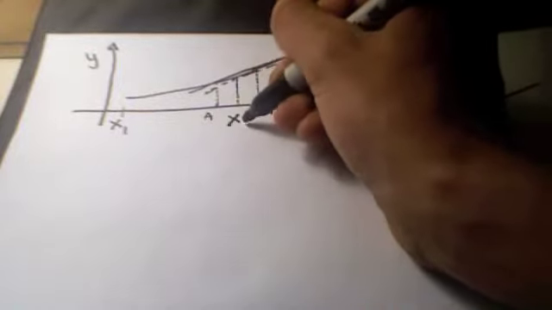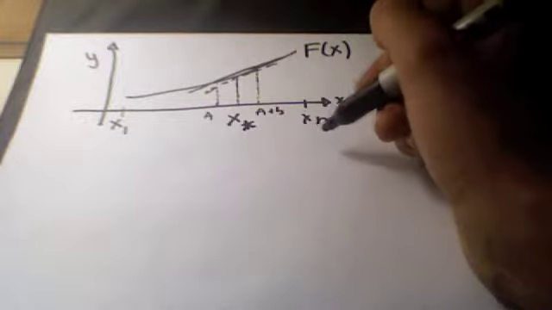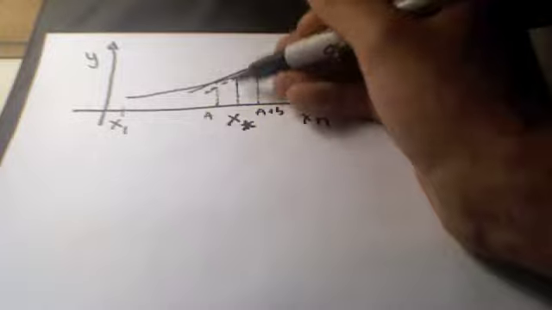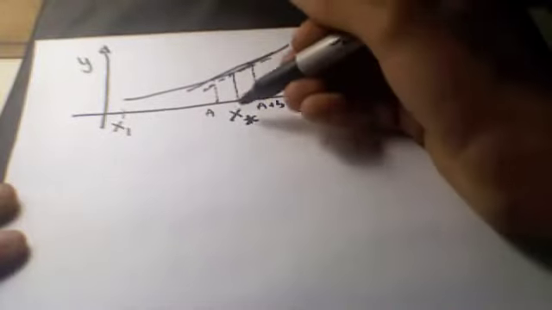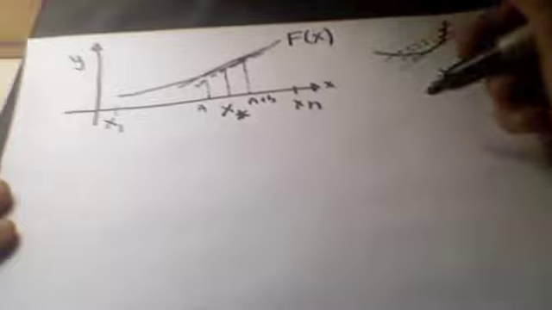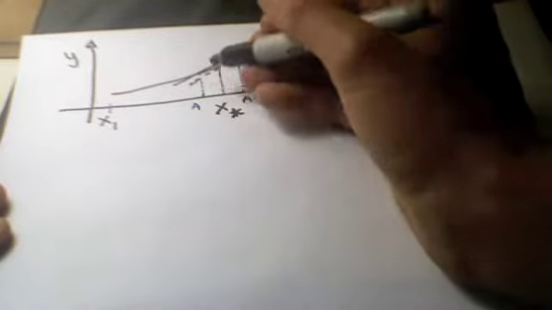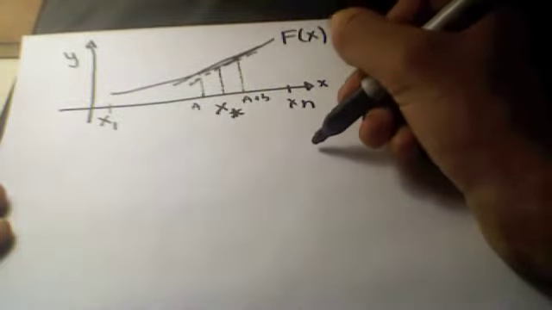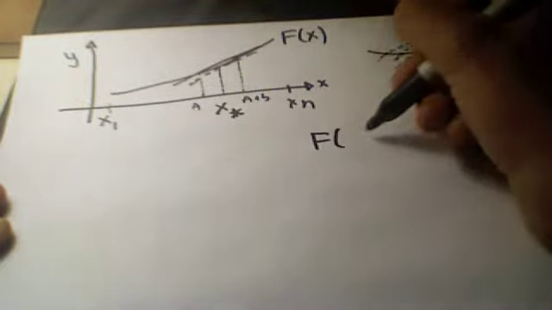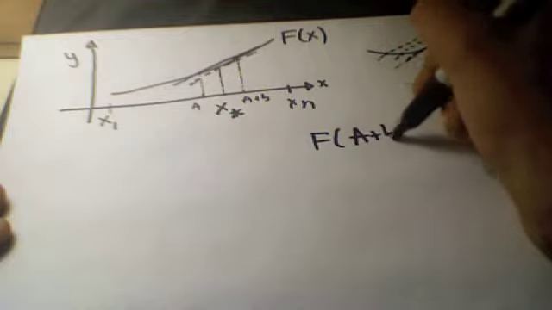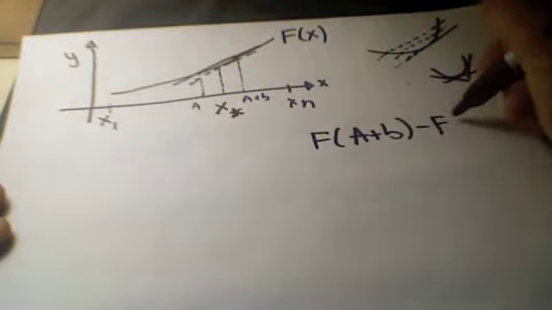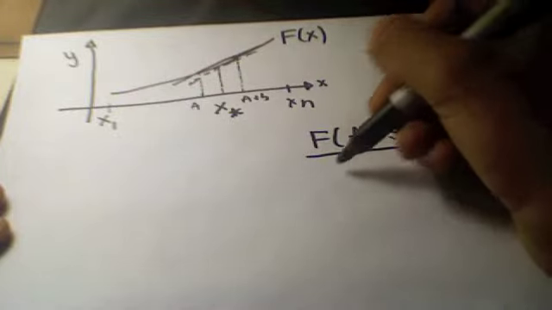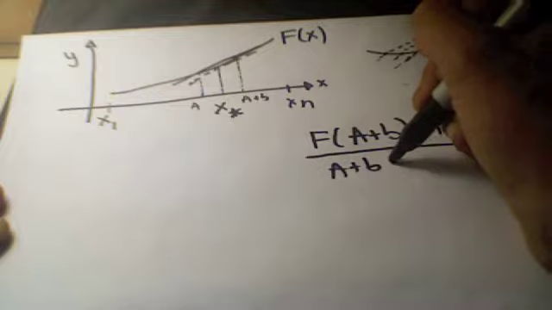So I'm going to call that point that has to exist between any 2 points x star. This point is x star. The line's not called x star, the point's called x star. This is f of x star. So how can I write the slope of this line? What is the slope of that line? If you were to ask me that question, I would answer right away that the slope is f of a plus b minus f of a, over a plus b minus a.